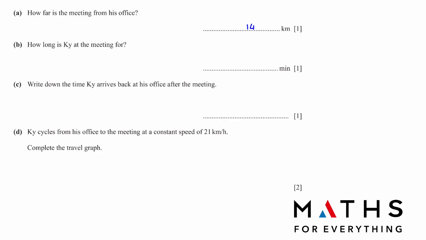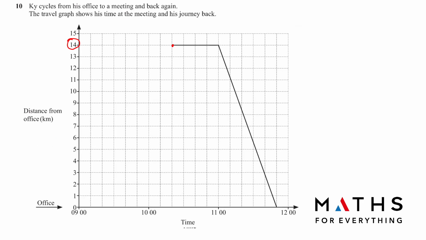How long is Kai at the meeting for? This flat line here, this is the time he is at the meeting. We need to figure out this column represents how many minutes. Let's look at the hour here, 9 to 10. How many lines are there? 1, 2, 3, 4, 5, 6. In 1 hour, there are 60 minutes. Divide by 10.